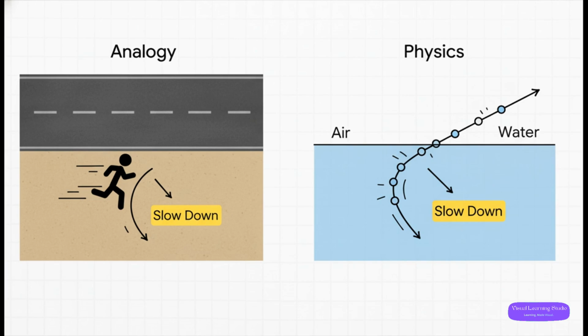And this right here is my favorite analogy for understanding all of this. This is the key. Just imagine you're running at full speed on a paved road, and you hit a sandy beach at an angle. What happens instantly? You slow down, right? The sand is way harder to move through. And because you slow down, your path naturally bends. Well, guess what? Light does the exact same thing when it goes from something thin, like air, into something thicker, like water. It's really that simple.